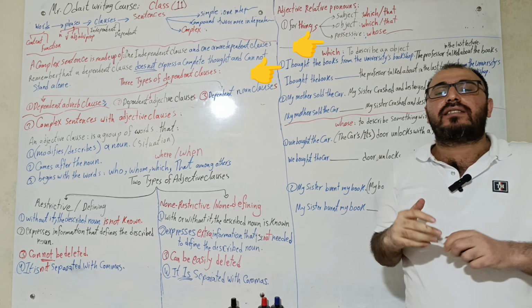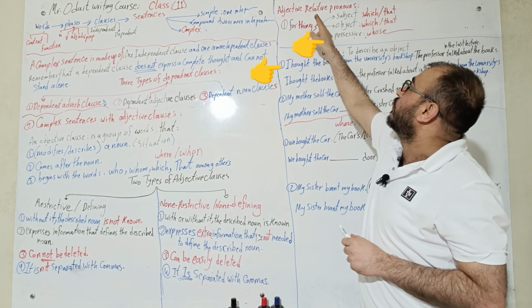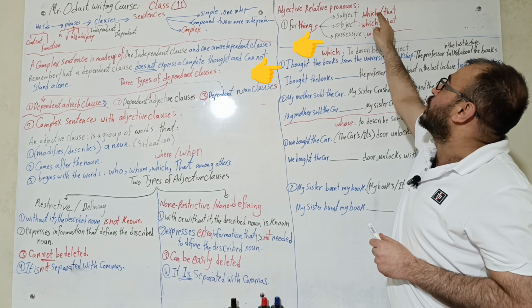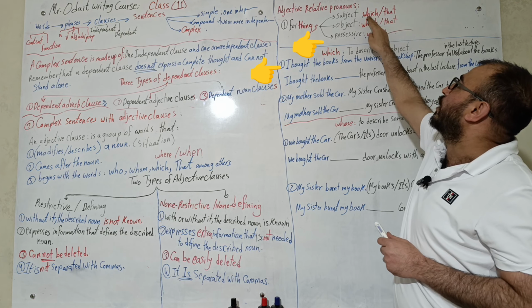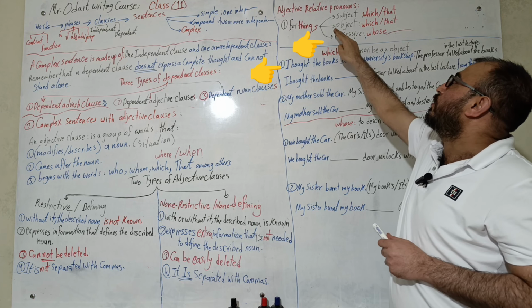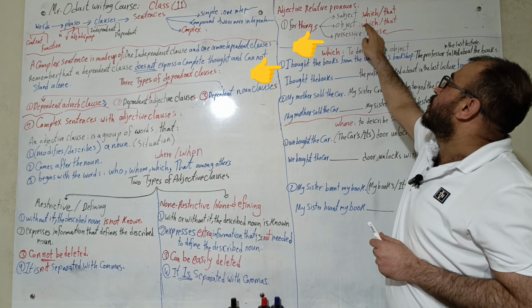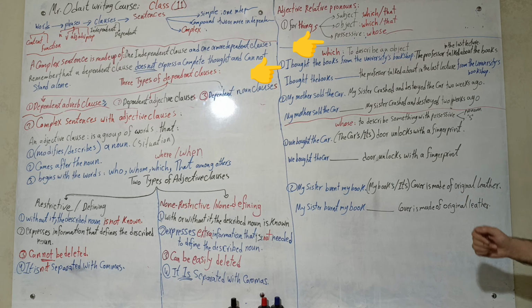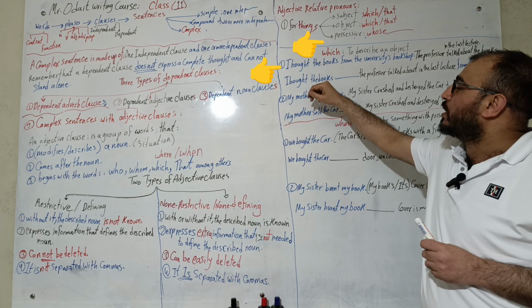Now, my friends, let's continue talking about adjective relative pronouns for things. After we talked about the subject position, and we said that we use which and that, now let's talk about the object position, in which we use which and that again. My friends, in here, I take two examples.